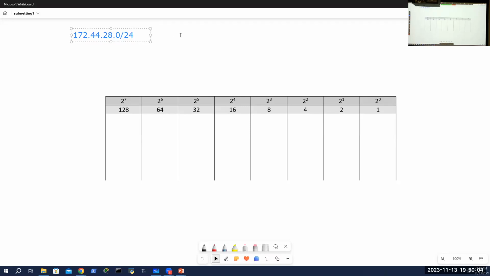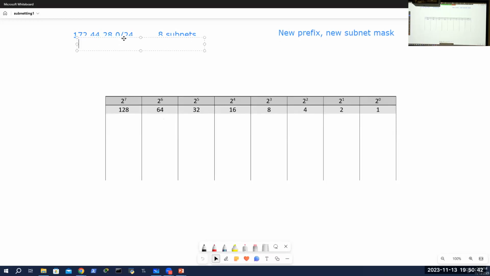And the problem is we want to have, I'll just make it a nice round number, 8 subnets. Okay, so what you need to do is come up with a new prefix, new subnet mask. That's what you need to do initially, and then we'll do the rest.